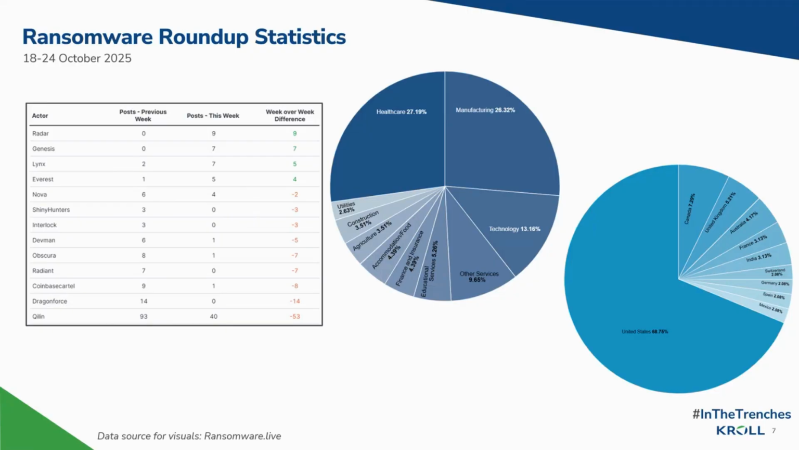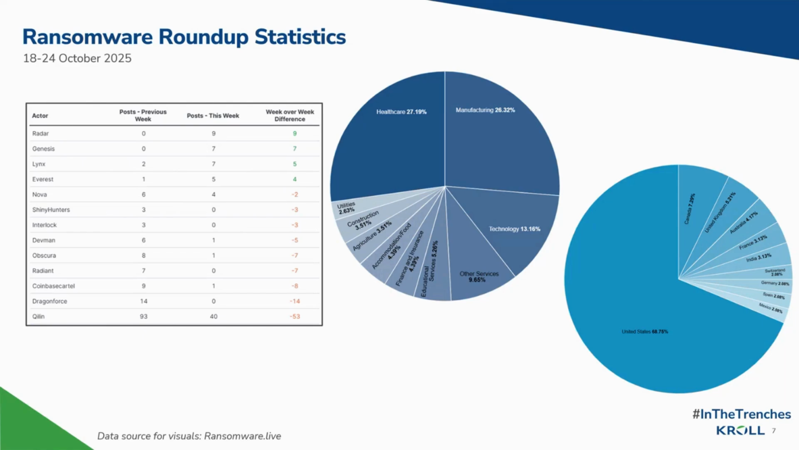KTA 276 or Dragon Force returned to a quiet week with 0 posts in that period after the influx of recruiting posts the previous week. So there was really just a small influx from them for the recruiting side.